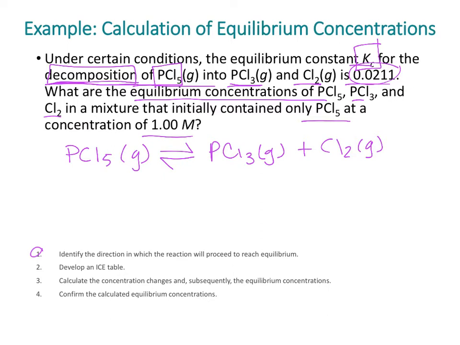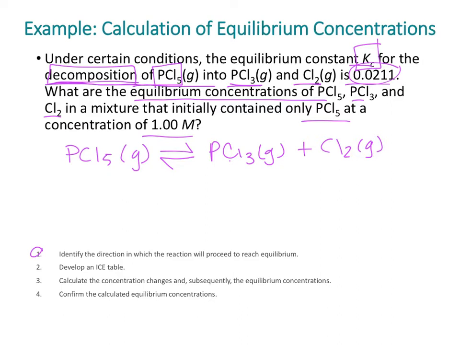Now, one thing I would recommend is checking if this is balanced. In this case, we have 5 chlorines on the reactant side, and then we also have 3 and then 2 on the product side. So we have 5 chlorines on each side and 1 phosphorus on each side. So we're good with balancing, but double check because the stoichiometry will affect the changes. That's good to go.